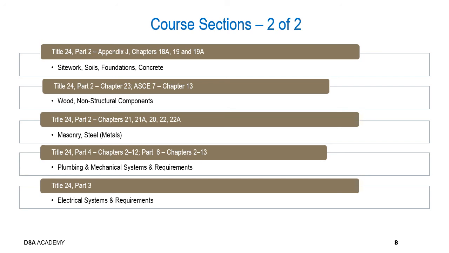And then Title 24, Part 4, Chapters 2 through 12, and Part 6, Chapters 2 through 13, are going to include or address plumbing and mechanical systems and requirements. And then lastly, Title 24, Part 3 is going to have items for electrical systems and requirements.